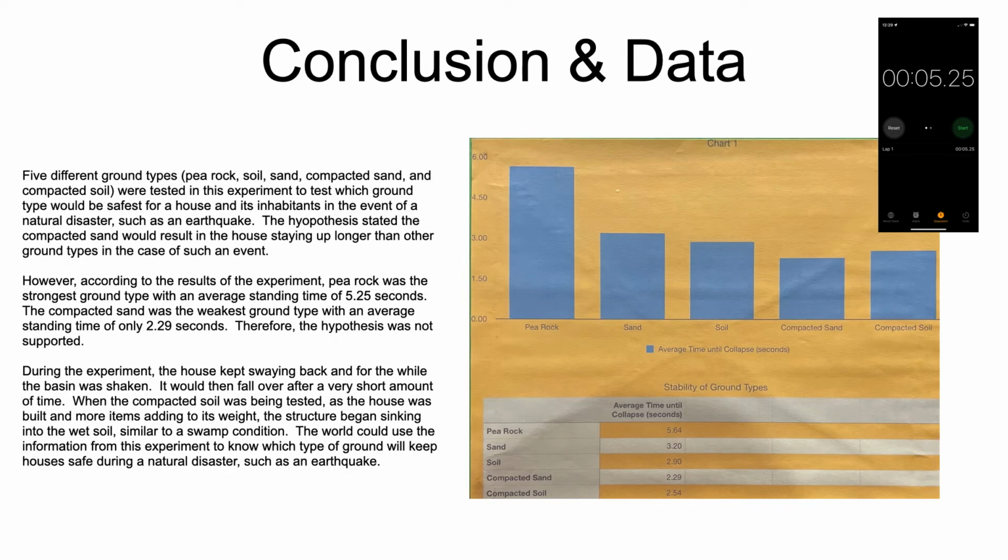My conclusions showed that my hypothesis was incorrect. According to the times recorded during the experiment, the P-rock ground type showed to be the strongest in keeping the Lincoln Log house standing the longest time. I observed that as I shook the shake table, the house would sway back and forth and would fall after a very short amount of time. The information from this experiment could be used to keep houses and people safe in the event of a natural disaster such as an earthquake.